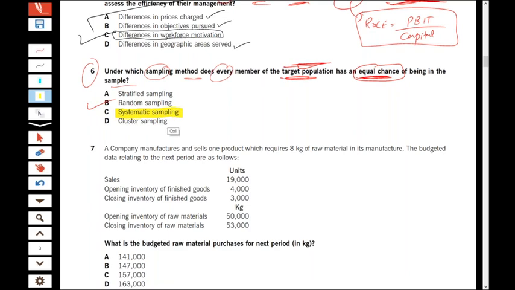Systematic sampling is that you follow a simple pattern. And cluster sampling is basically the sampling which is representative of the entire population. Okay, so don't be confused about it. It's an equal chance of being selected. It's a simple random sampling, okay?